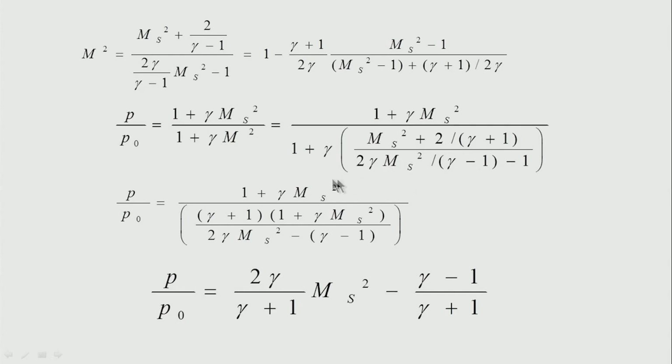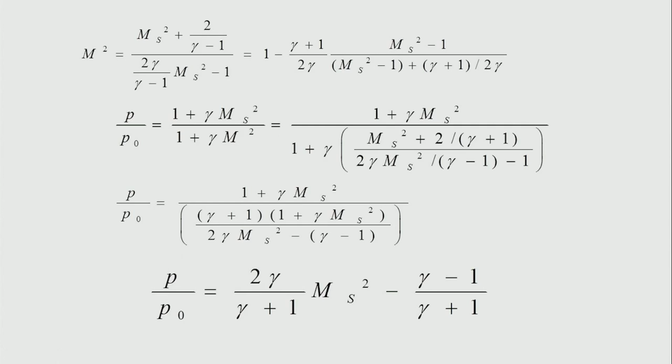And therefore, now if I simplify this particular equation, which is straightforward, I get p by p0 is equal to 1 plus gamma Ms square divided by, in the denominator, gamma plus 1 into 1 plus gamma Ms square divided by 2 gamma Ms square minus gamma minus 1, which if I simplify further, I get p by p0 is equal to 2 gamma by gamma plus 1 Ms square minus gamma minus 1 divided by gamma plus 1. See, we are able to get the value of p by p0. Let us discuss this particular result.